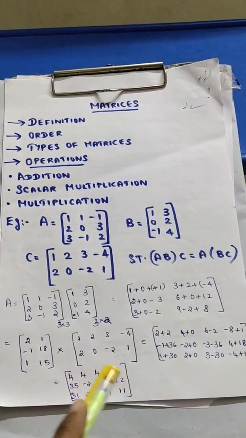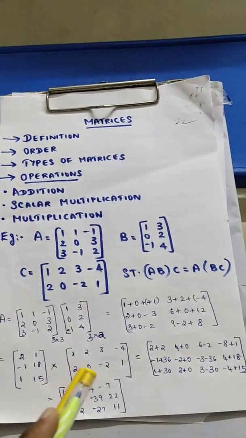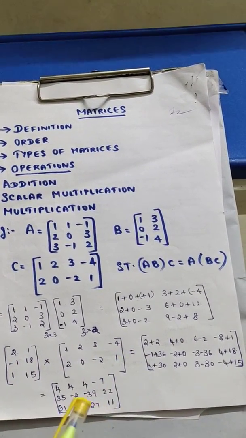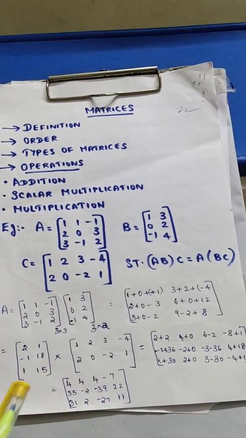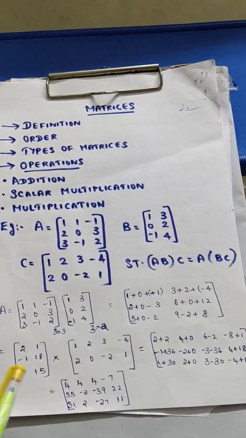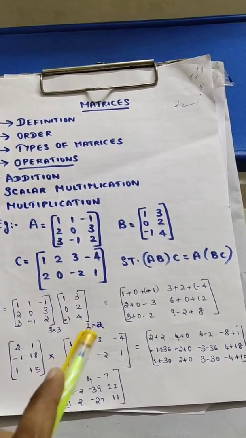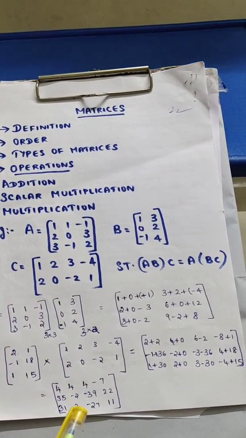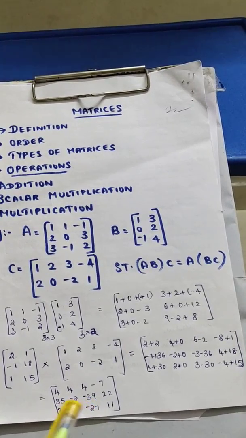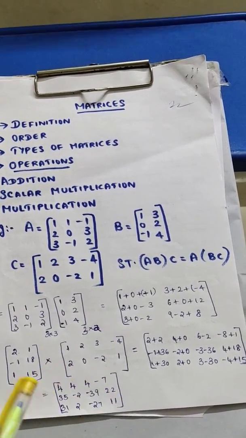Again one more column is left. So second row is multiplied with the last column. So minus 1 into minus 4 plus 18 into 1, which will give you 22. Now moving to third row. Again third row is multiplied by 4 columns. So third row into first column will give you 31. Third row into second column, which will give you 2. Now third row into third column will give you minus 27, and third row into last column will give you 11. So this is AB into C.